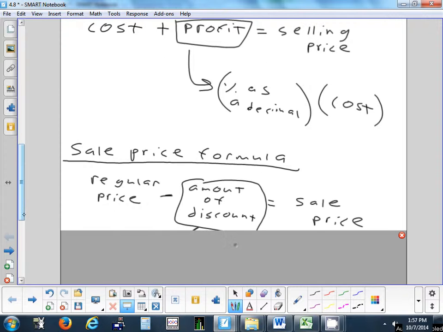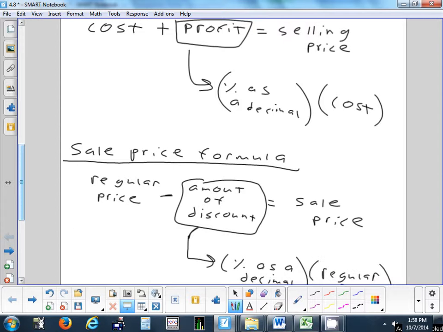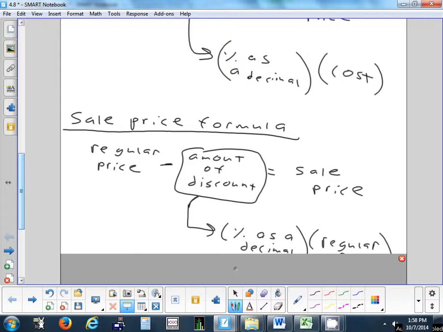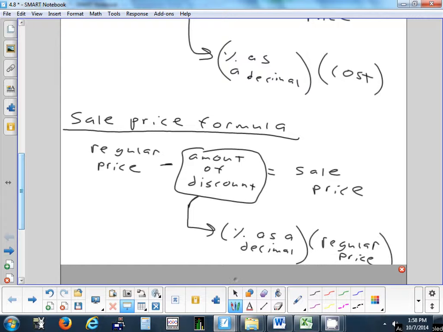And the amount of discount is pretty much going to be the same calculation that we did for sales tax and the same thing we did for profit. You take that percent as a decimal, just like we've been doing, times the regular price of the item. So hopefully you're starting to see the first three formulas look very much the same.